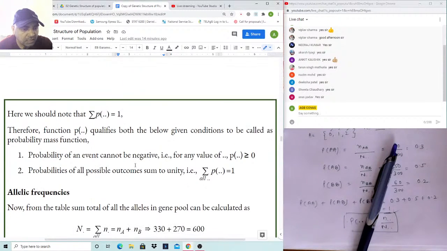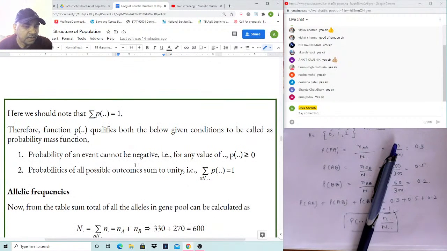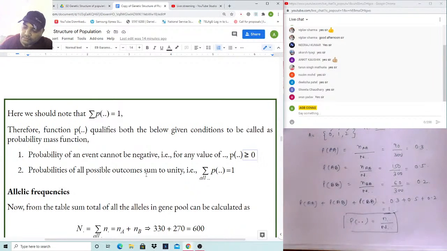Now, we should note that if I add up all the genotypic frequencies, it comes out to be 1. Second, the probability of an event cannot be negative for any value of p, that is, it is always equal to or greater than 0. And the probabilities of all possible outcomes sum to unity. Thus it qualifies as a probability function for a random variable, which means these genotypes follow the random variable properties.